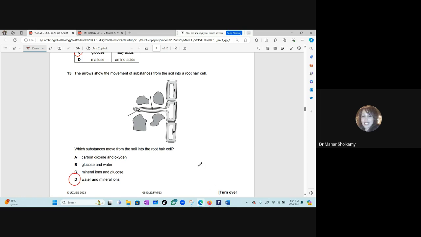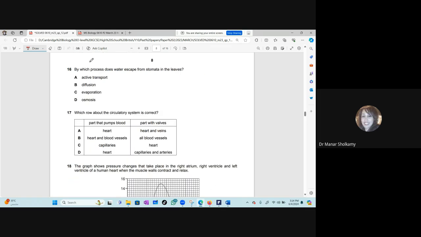Okay, by which process does water escape from stomata in the leaves? Active transport, diffusion, evaporation, or osmosis? Diffusion. Of course, it's diffusion. Why is it diffusion? Why didn't you tell me osmosis? Well, it's a gas. Osmosis happens only in liquid. Done. Of course, because when water transpires, it is now water vapor. It's a gas, so we describe it as diffusion.